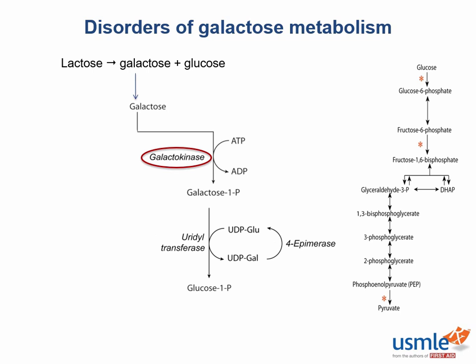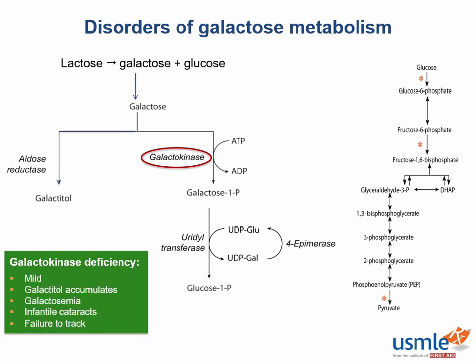Well, galactokinase deficiency is an autosomal recessive deficiency of galactokinase. This prevents the phosphorylation of galactose and instead causes it to be converted to the alcohol form, galactitol. Now this is catalyzed by the enzyme aldose reductase, which is the same enzyme that converts glucose to sorbitol. A galactokinase deficiency is usually a mild condition, but galactitol does accumulate inside cells and can cause galactosemia, infantile cataracts, and the failure to track objects or develop a social smile.